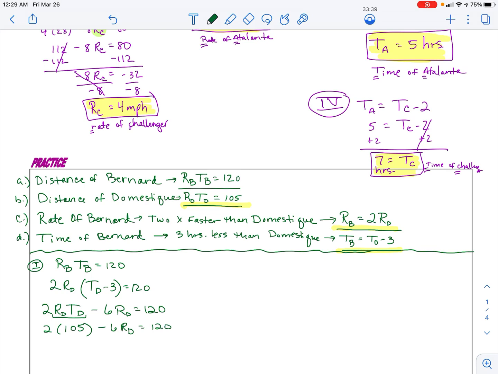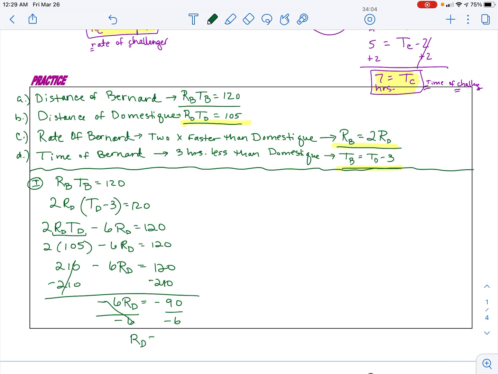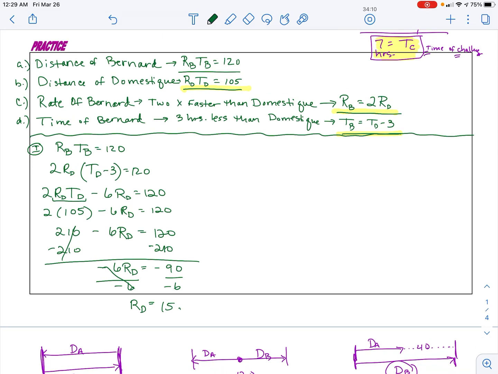And the great thing about that is you know you're on to success because I've narrowed it down to one variable. I'm going to solve for R sub D now. So 2 times 105 is 210, minus 6 RD equals 120. We're going to subtract 210 from each side. Let me work through this. All right, so the rate of domestique is 15 miles per hour. Okay, so we figured that out.